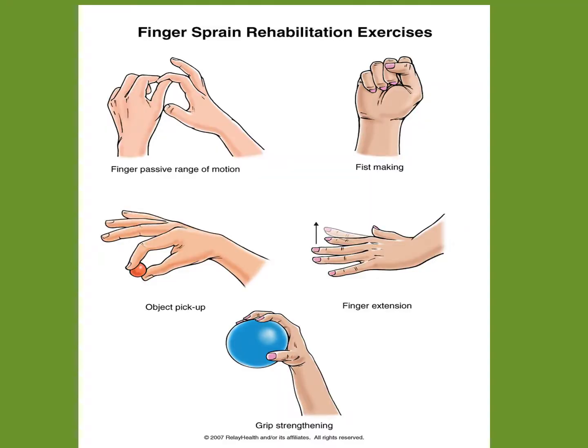Here are some examples of exercises following a ligament sprain of one of the digits. You can see that the patient themselves, in the top picture, can complete passive range of motion as part of their home exercise program, and then progress to some active range of motion, whether it's making a fist or going into full finger extension. And then you can add some strengthening, whether they're picking up objects or gripping, and these could be weighted objects as well.